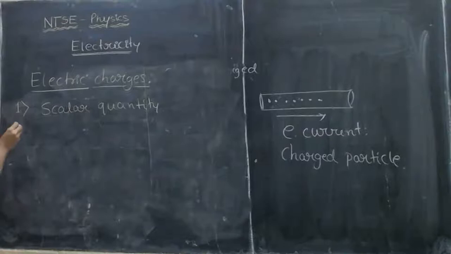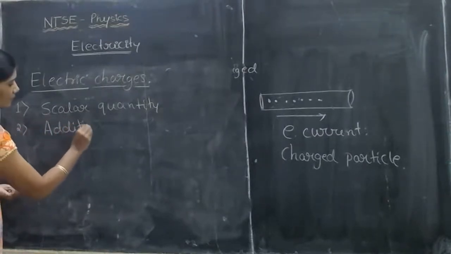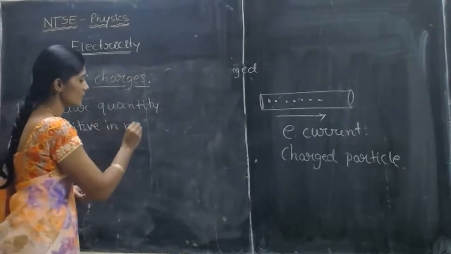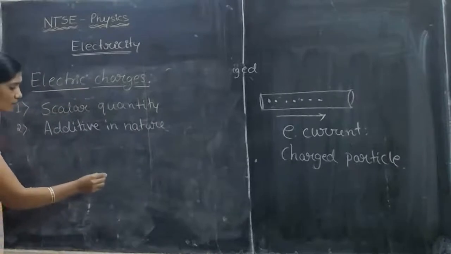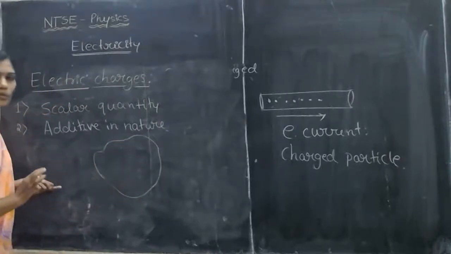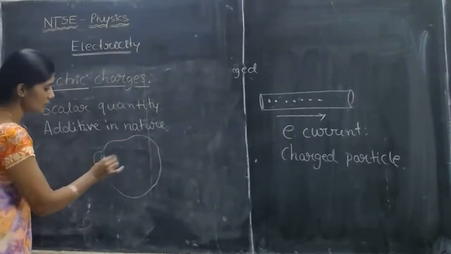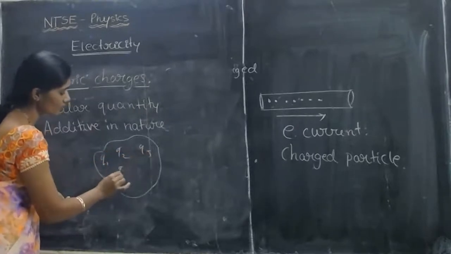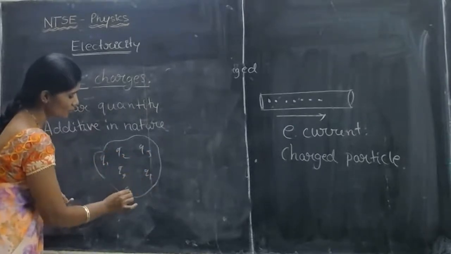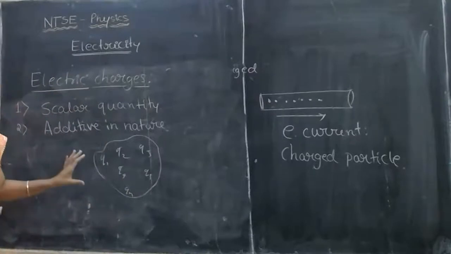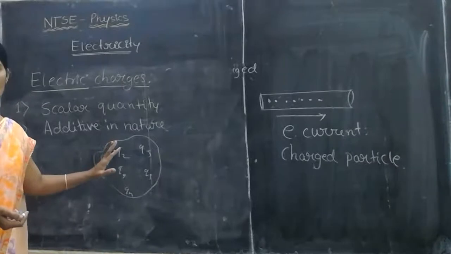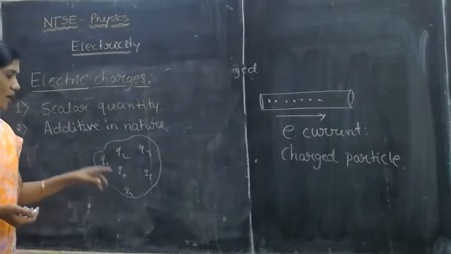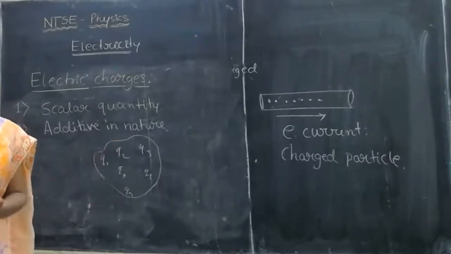And the next property, it's additive in nature. Usually they ask you to find the sum of charges on a given body. How to understand this one? It's one body. On this, Q1, Q2, Q3, Q4, Q5, up to Qn. Here is one body. On this body, at different parts of the body, some charges are there. Q1 to Qn. Then, what is the total charge of the body?